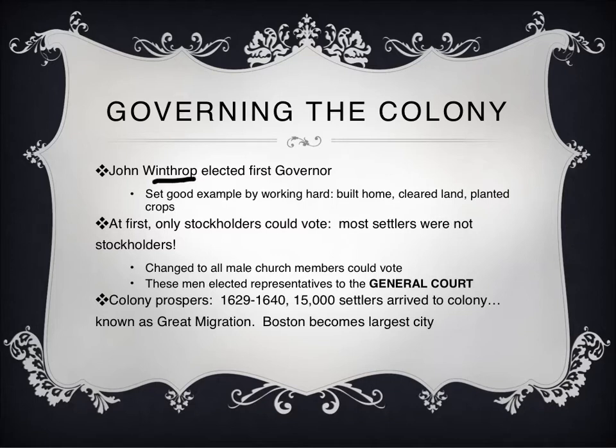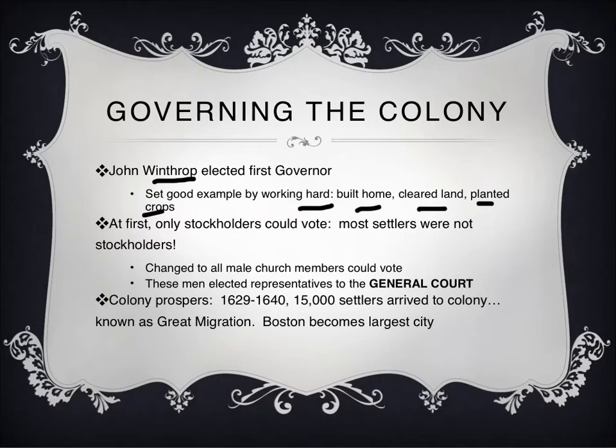Now, the guy sets a great example. He works very hard, building homes, clearing land, planting crops. By the way, a lot different than those guys down in Jamestown, right? These people work. Because remember, they're not going there to get rich like those people in Jamestown. Remember, the people in Jamestown just wanted to go, pick up a bunch of gold, get out of there, and go back to England. Not these people. They are coming to build a society, a religious society. So they're going to work very hard.